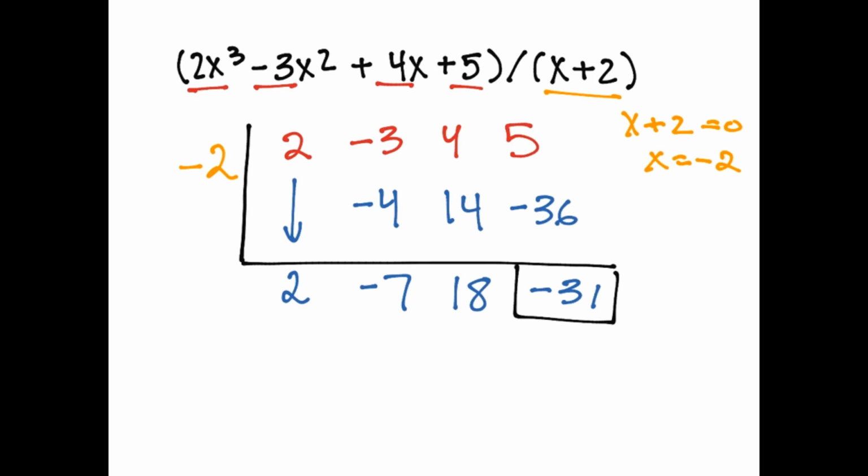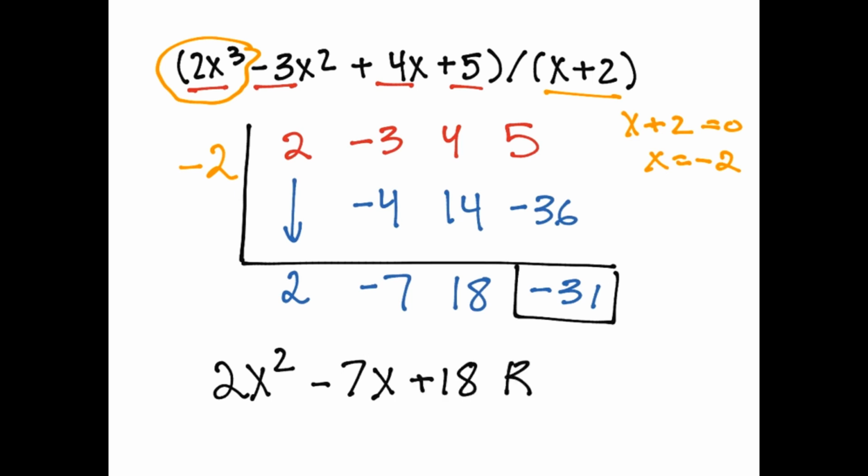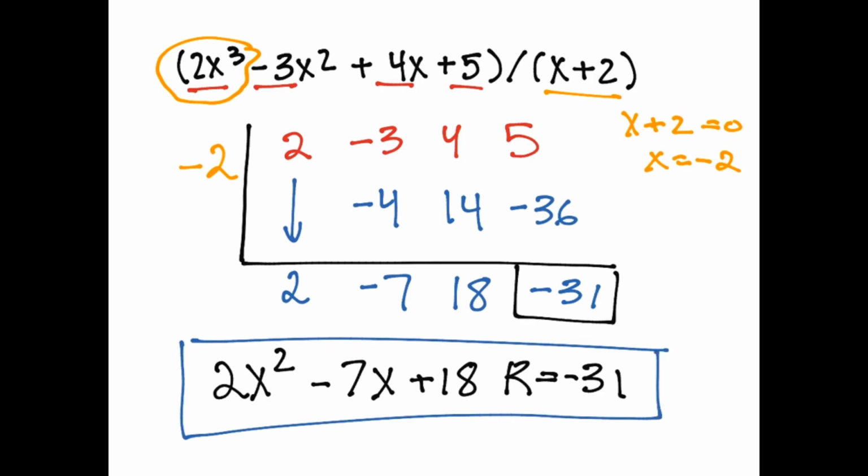And again, the way that we write our answer is we have to do one order less than our original polynomial. So we know our first term will start off as x squared. And we'll give it a coefficient of 2. Then we'll do minus 7x plus 18 with a remainder of -31. This here is how we write out our solution.